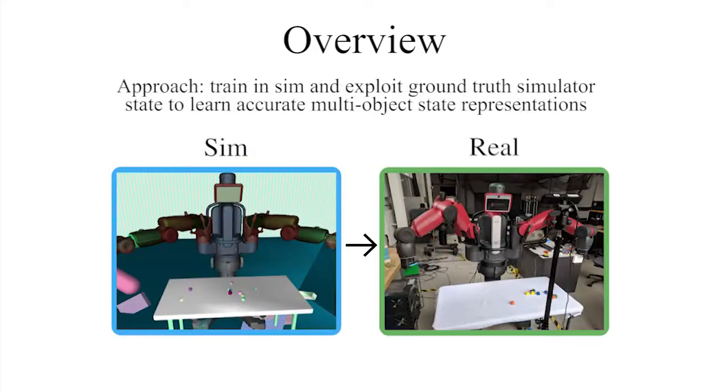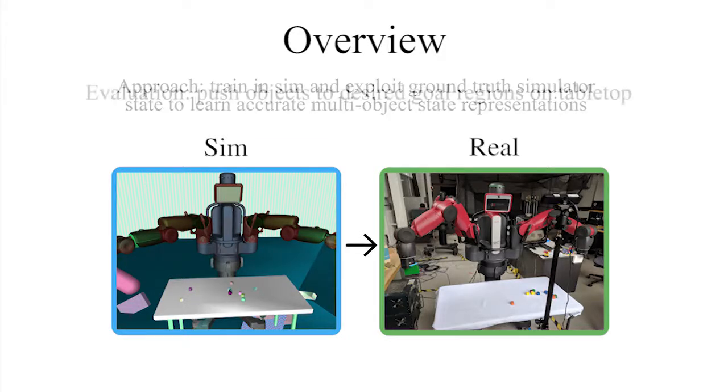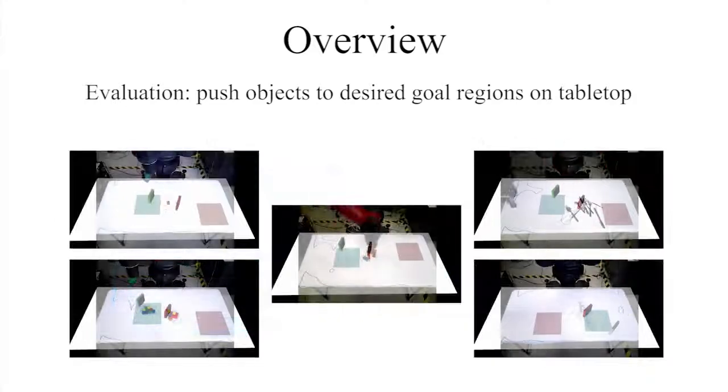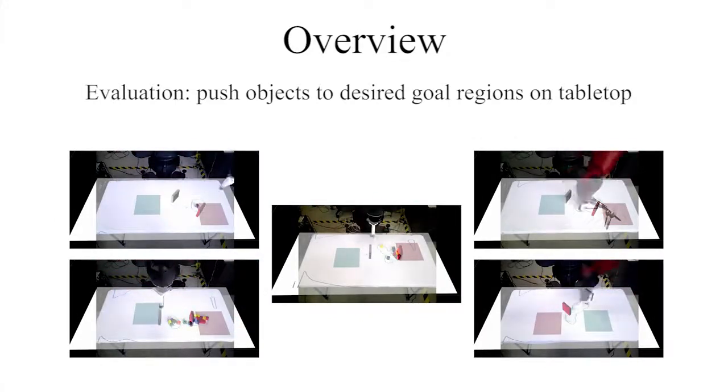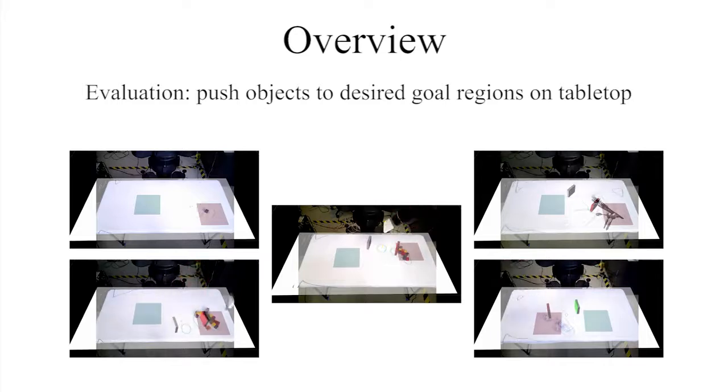Our approach is to train image-based manipulation policies purely in simulation, while exploiting ground truth simulator state information to learn accurate multi-object state representations. For evaluating our approach, we focus on a real-world tabletop pushing scenario where 1 to 20 objects start in various positions on a table, and the objective is to push them into desired goal regions visualized by the red squares.